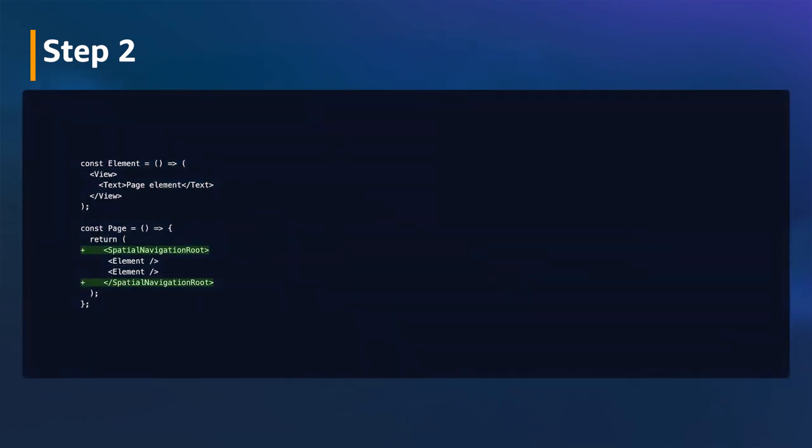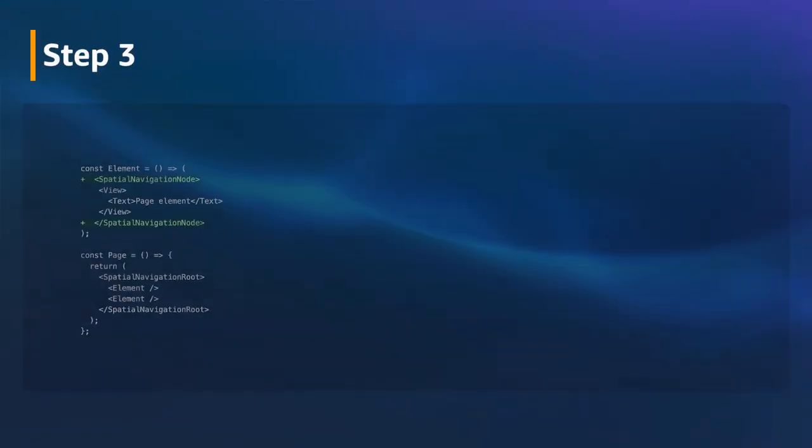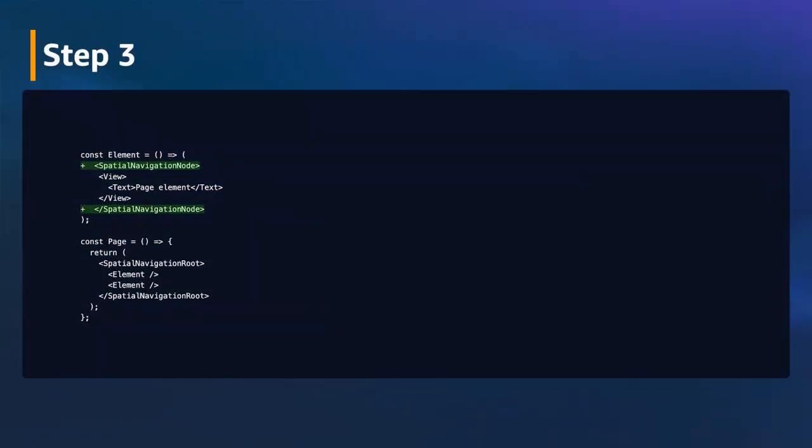After you do that, you wrap your pages with a spatial navigation root. This is straight from the docs, and there's a lot more detail there. We've got a page here with two elements, and we wrapped it in a spatial navigation root. After doing that, every single element that you want to be recognized by the spatial navigator, you would wrap in a node. So you say, this is an element that we want to incorporate into our focus management.